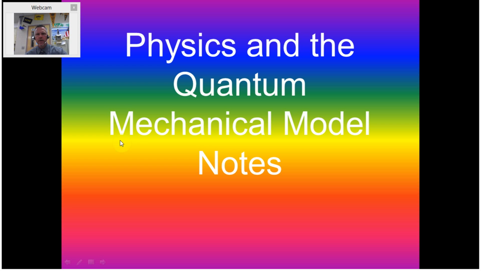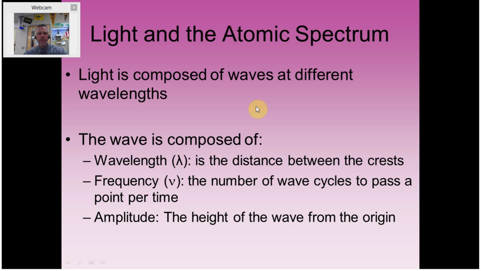Hello everyone. We're going to be talking about a set of notes called Physics and the Quantum Mechanical Model. All right. So, light is one of the things that we need to discuss because we're interested in connecting the idea of something that has a wave-like nature, that light, to electrons. That's the connection that we're going to see.